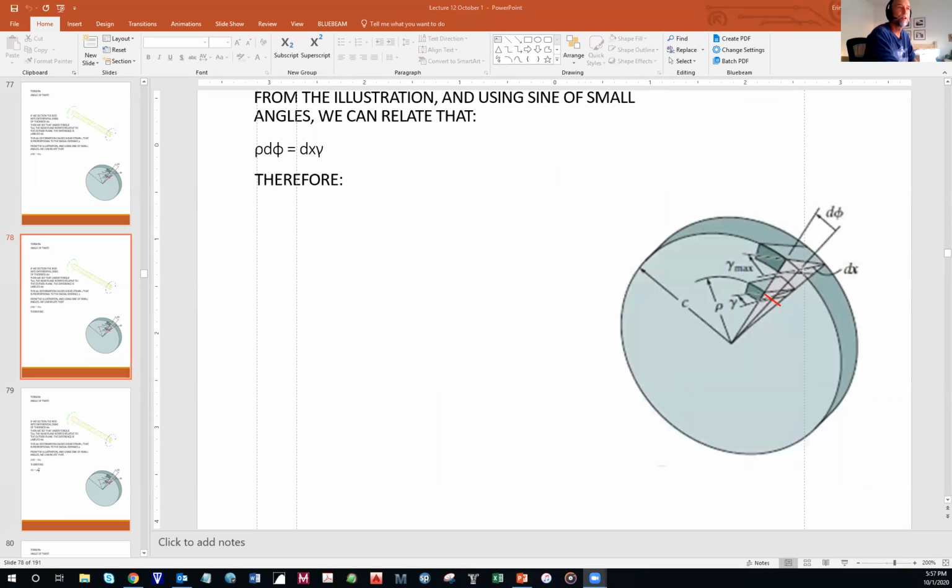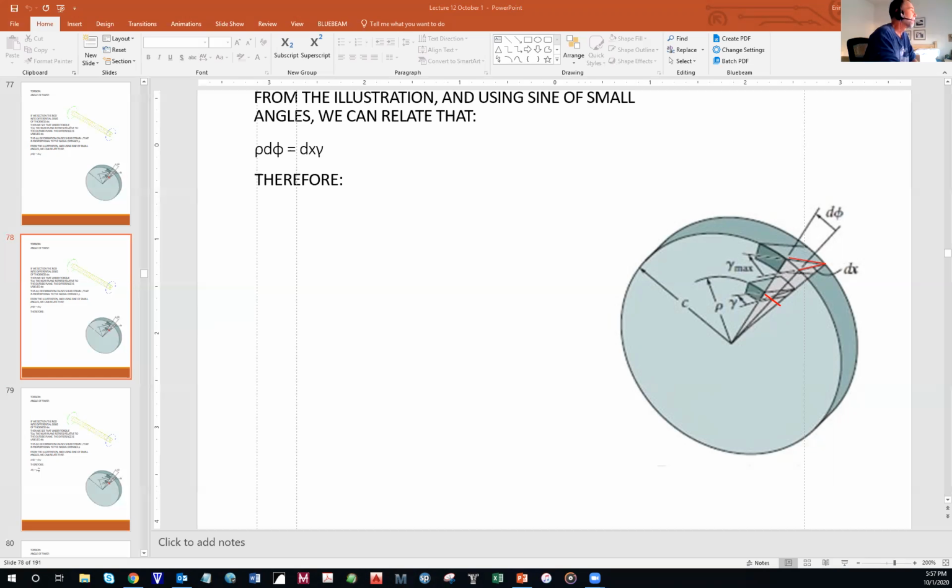Okay, let's see if this helps. So from here to here is dx. That's the thickness of the slice. And this angle between these two surfaces right there, that angle is gamma. Okay, I can't get rid of that one.